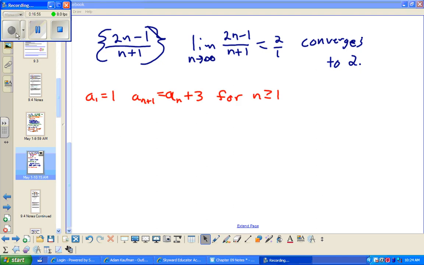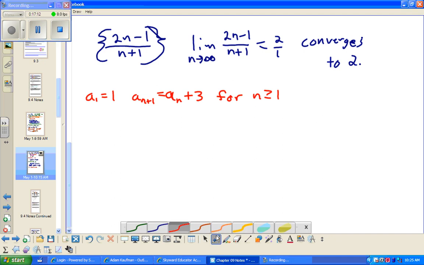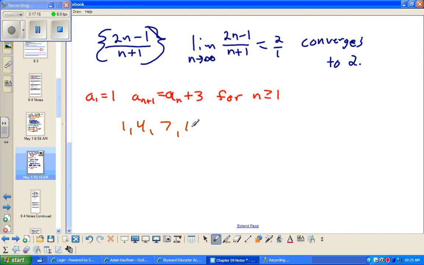A little bit different here on number 19. You're given a sub 1 equals 1, a sub n plus 1 equals a sub n plus 3 for all n greater than or equal to 1. Well, you should recognize that's arithmetic, and so you could write out the sequence. So you'd have 1, 4, 7, 10, and then you would be expected to figure out, well, how would I figure out what that's equal to?